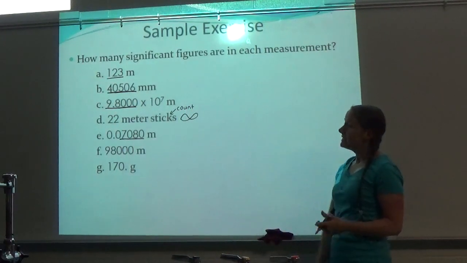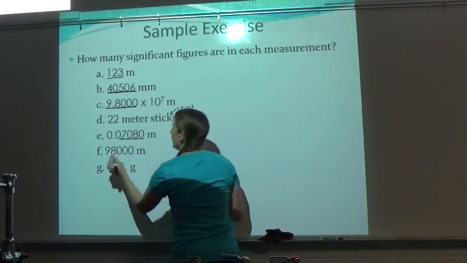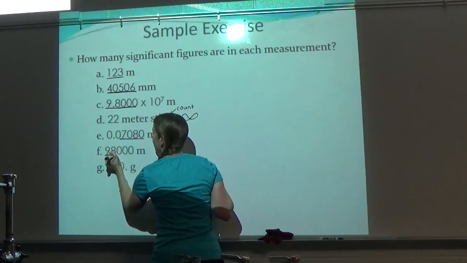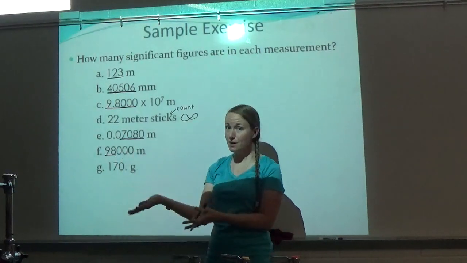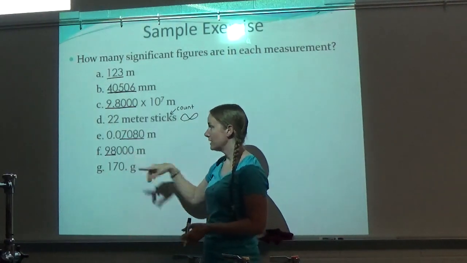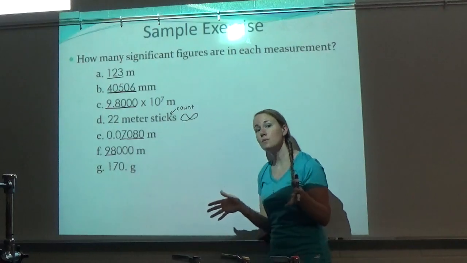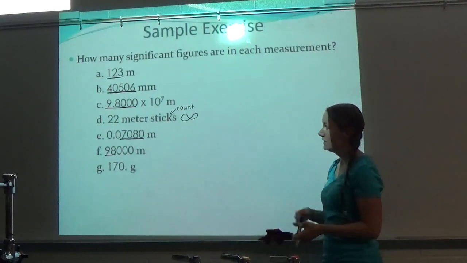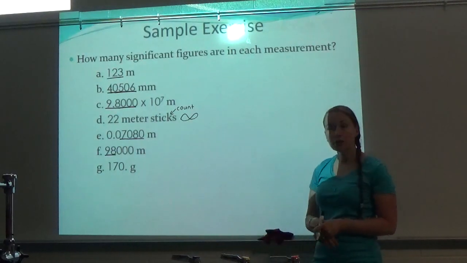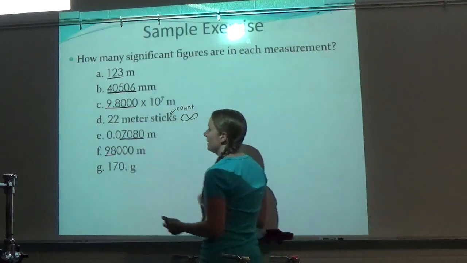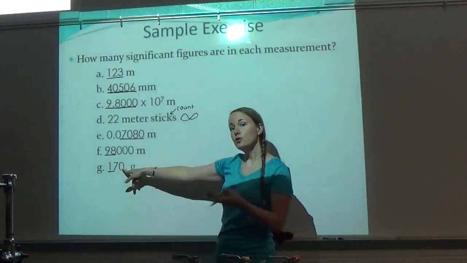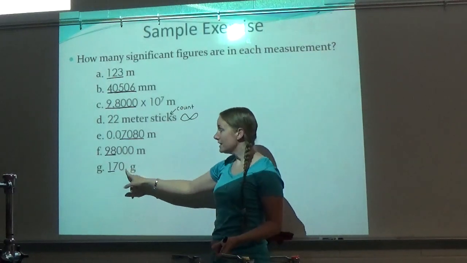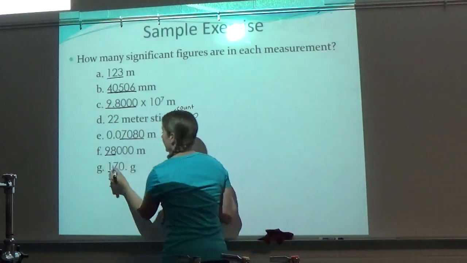All right, part F is 98,000. We know the 9 and the 8 are significant. These back zeros, they could or could not be. Do I see a decimal point? No. If there's no decimal point, it's not significant. All right, and then last one's 170 grams. So we know that 1 and 7 are. The 0 after could or could not be. I can see the decimal point, so it is significant.